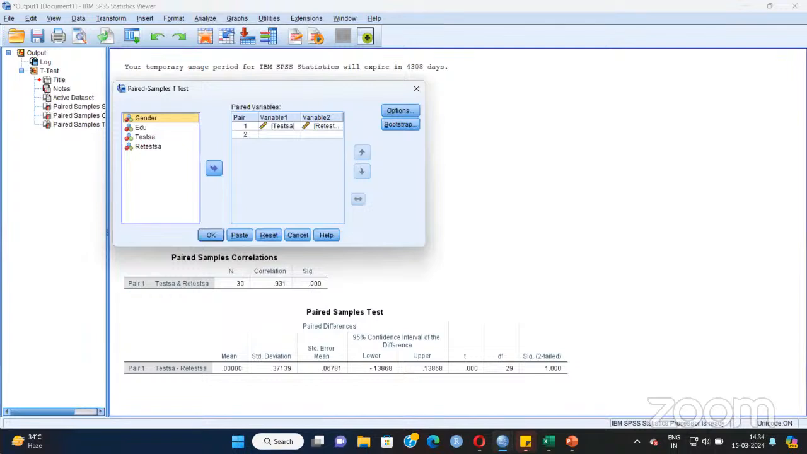After that, this is the format. Since it is a paired sample t-test and there are two variables, variable 1 is test essay and variable 2 is retest essay. So this is the format. You have to follow this format. After that, you have to click OK.